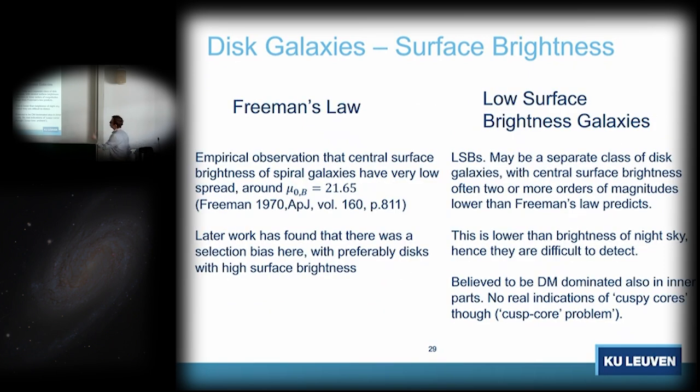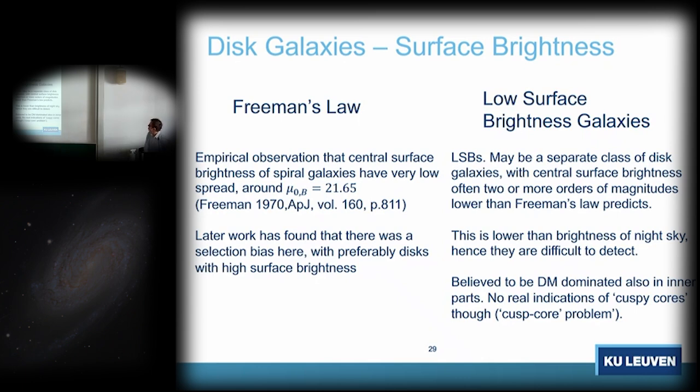Now, I mentioned Freeman's law already, and that is the empirical observation that the central surface brightness of spiral galaxies has very low spread, and it's around this 21.65 mean value for the classes to the left in our diagram. Of course, this was Freeman 1970, and there was a selection bias here. Disks with higher surface brightness were, of course, easier to detect. So there is a certain selection bias, but empirically this has played a very important role in the characterization of spiral galaxies.